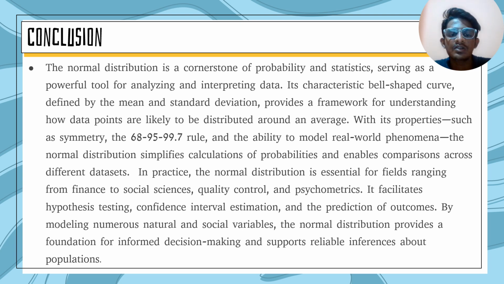the normal distribution simplifies calculation of probabilities and enables comparisons across different datasets. In practice, the normal distribution is essential for fields ranging from finance to social sciences, quality control and psychometrics. It facilitates hypothesis testing, confidence interval estimation, and the prediction of outcomes by modeling numerous natural and social variables. The normal distribution provides a foundation for informed decision making and supports reliable inferences about populations.